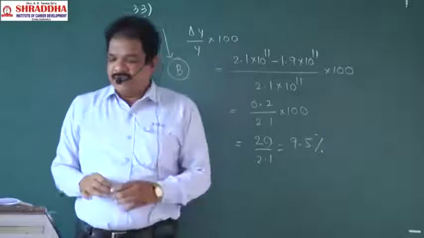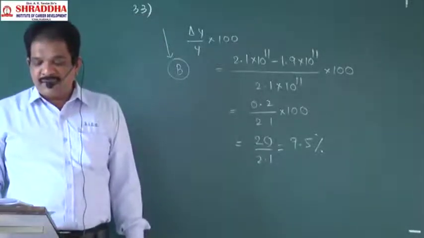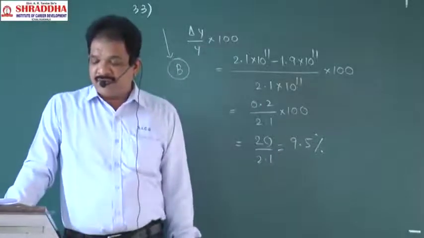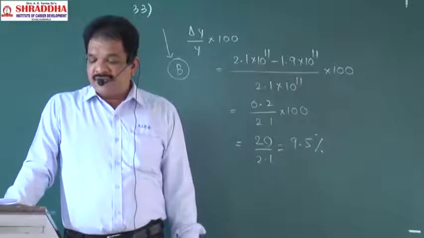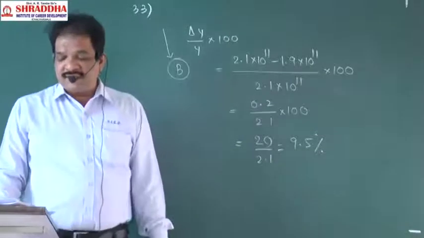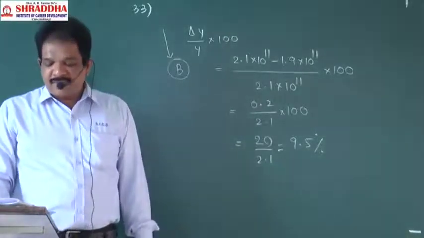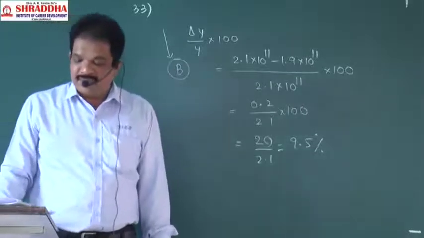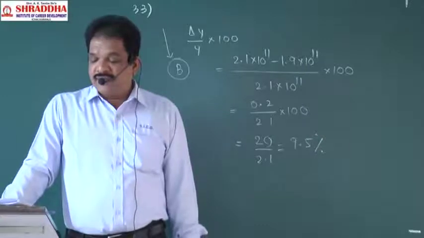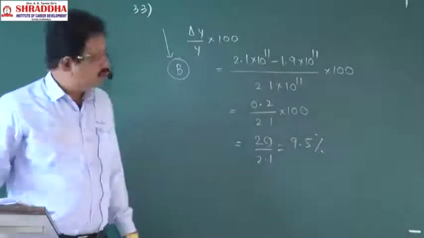Okay. Next, 34. Young's modulus Y of a material is given by Y is equal to mgL by pi r square l. The percentage errors in the load suspended at the lower end, original length, radius r and the extension l are 1%, 1.5%, 2% and 2.5% respectively. What is the maximum possible percentage error in Y?